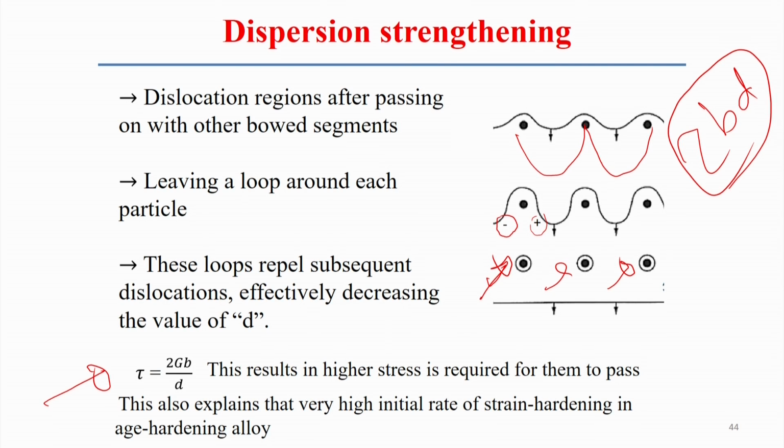So when there is a requirement of higher stress, that means it is imparting strength because of the presence of this dislocation going around the particles. Now this also explains the very high initial rate of strain hardening generally observed in age hardenable alloys. So at the very initial stage the rate of strain hardening is very high. Afterwards it decreases.